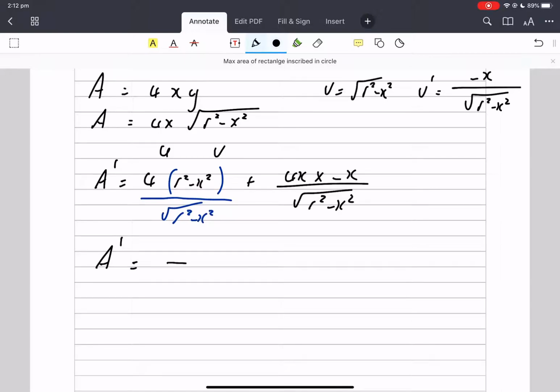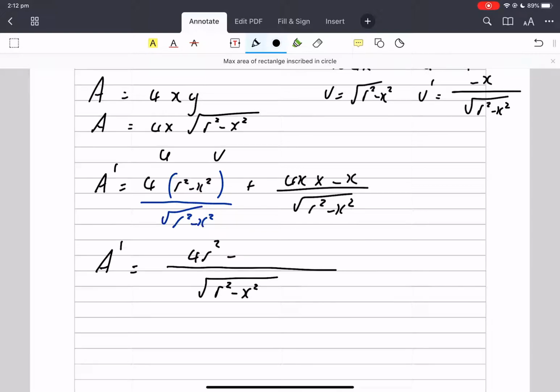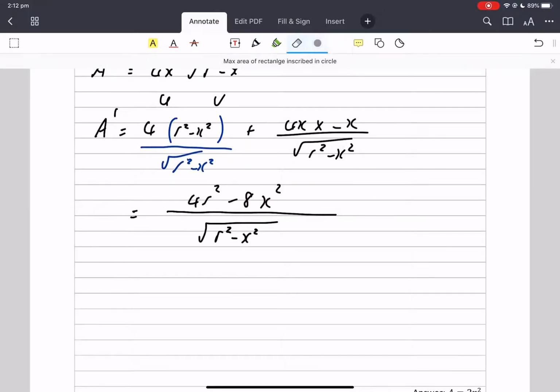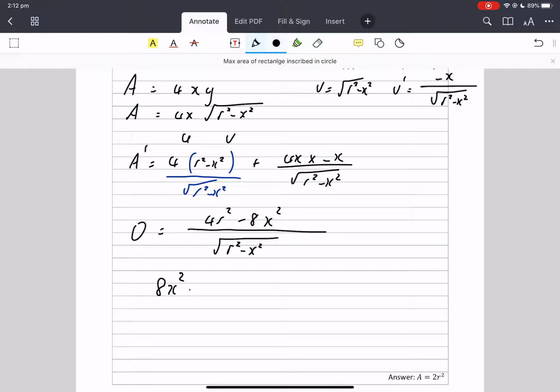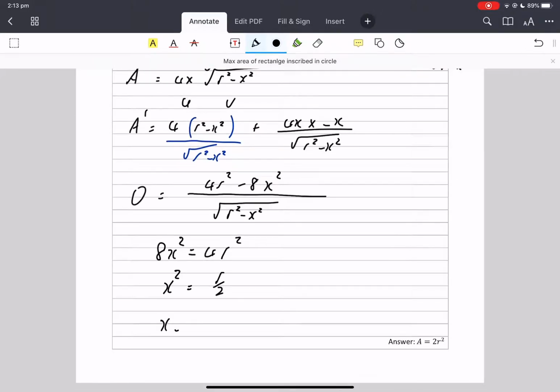A dash, we've got our common denominator, and it's got 4r squared minus 4x squared minus 4x squared, so that's going to be minus 8x squared. And we're going to set that equal to 0. Null factor law, I don't want the denominator 0, so I'm going to end up with 8x squared equals 4r squared. R on 2. And x equals plus or minus, that's r squared on 2. So we're going to be r on root 2. You know, the plus or minus I don't really care about because it's optimization.